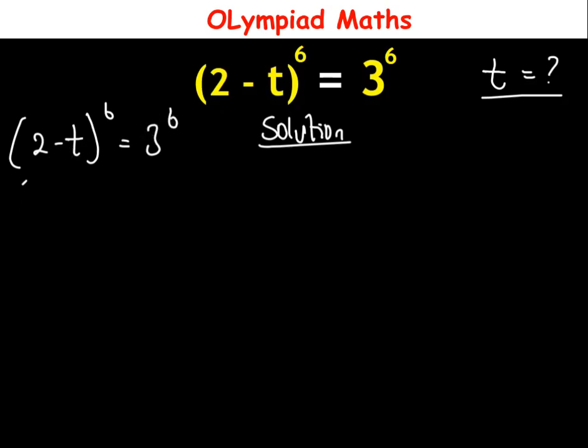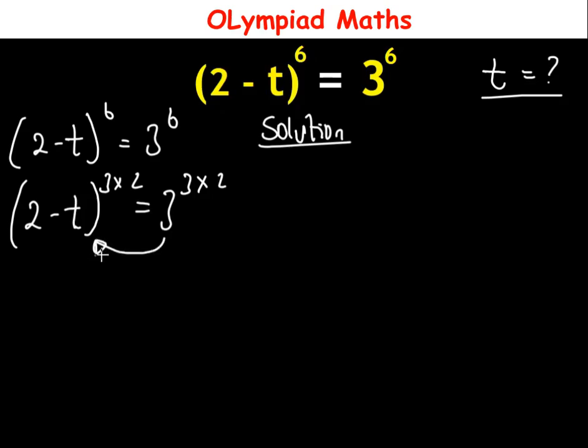From here, we have (2 − t) all raised to power. Now, 6 can be written as 3 times 2, and the 6 here can also be written as 3 times 2. With this, let's move this to this side such that we have (2 − t)^(3×2) − 3^(3×2) = 0.